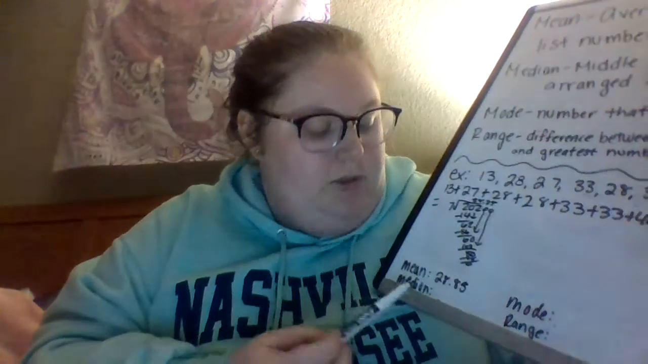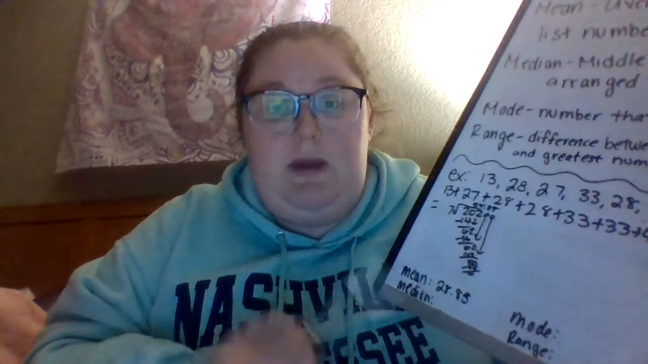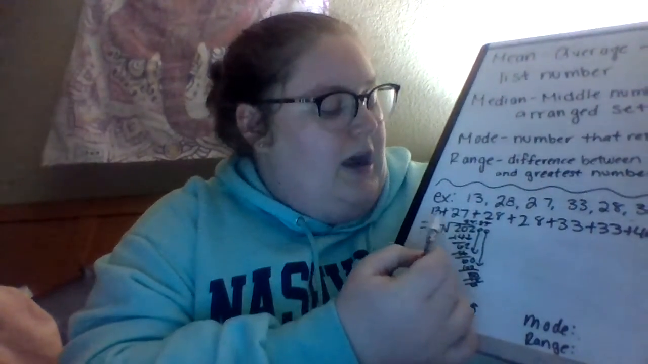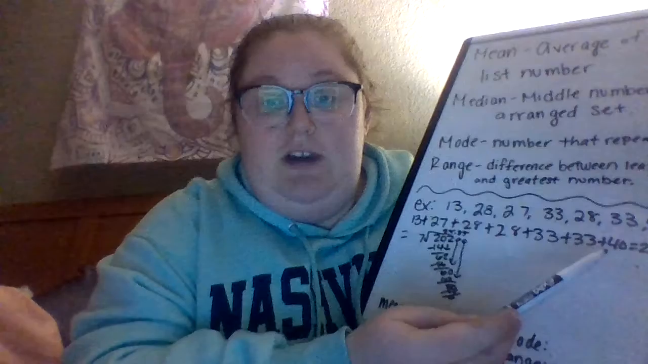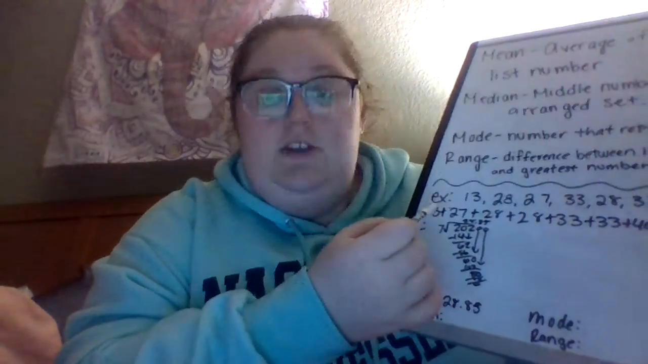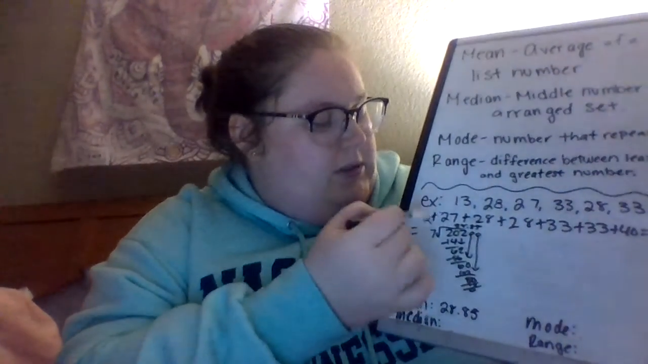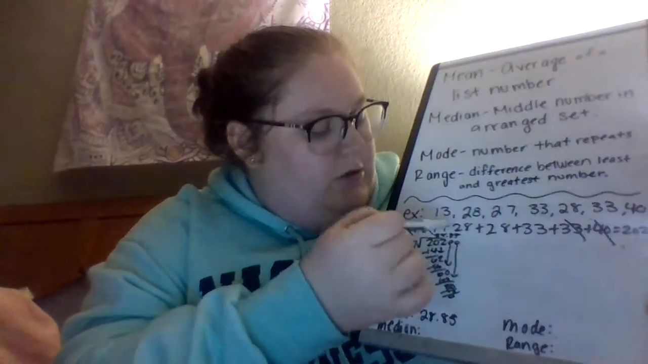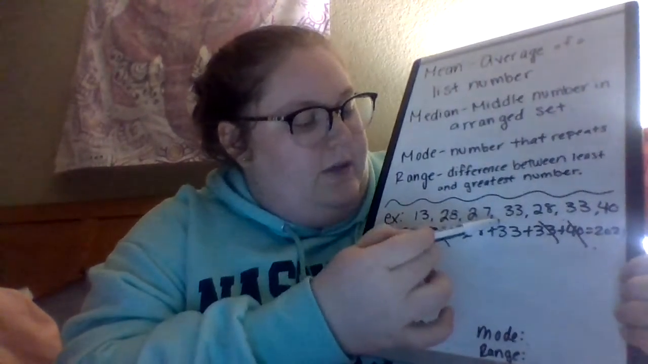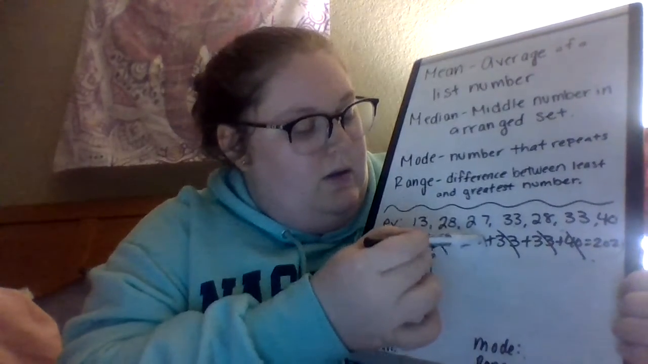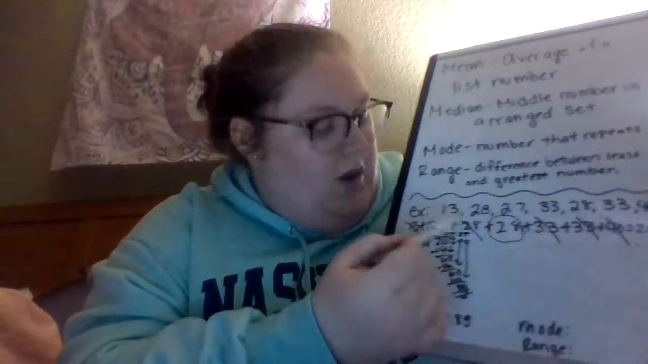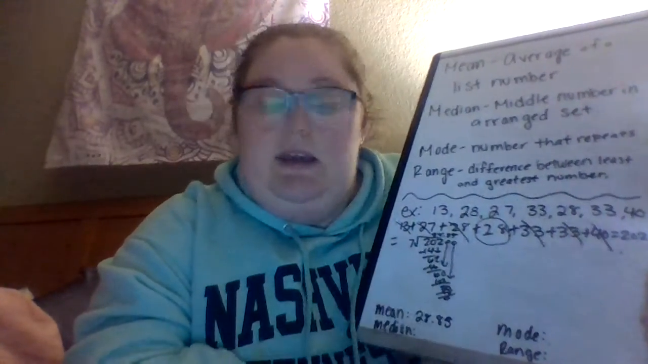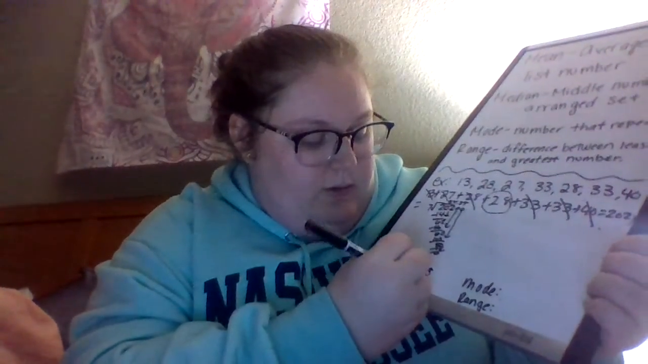Okay? So now I need to find my median, which is my middle number in a range set. And then you can see I already did that. I arranged my set from least to greatest. So how to do that is we're just going to take these numbers, from least to greatest, and start crossing off. Whatever you do to one side, you have to do to the other until you get your middle number. So I did 3 crosses on this side and 3 on this side. So then my median is 28.